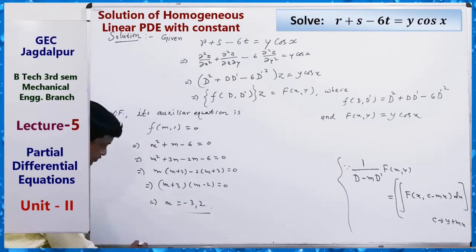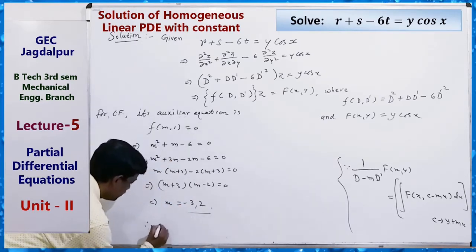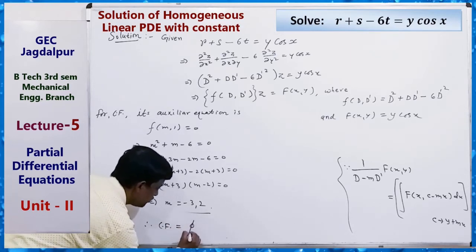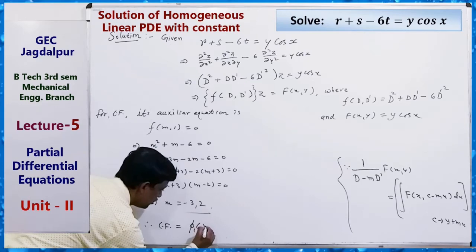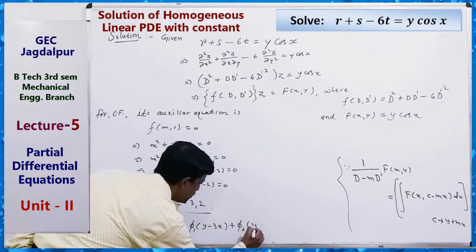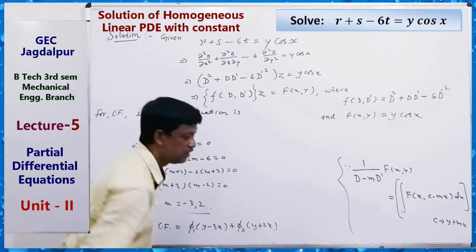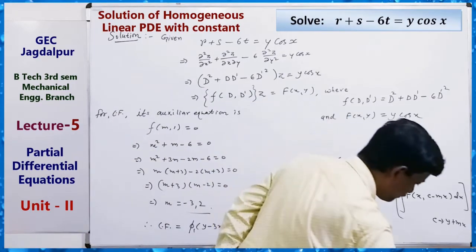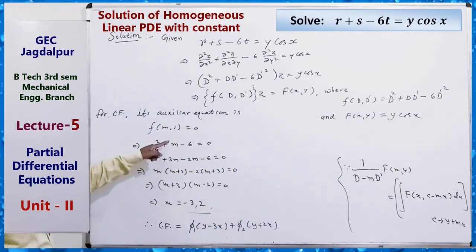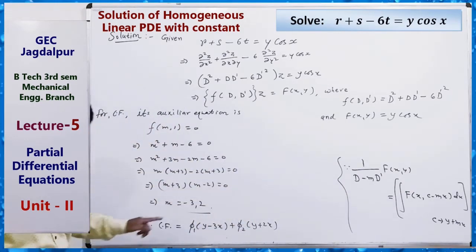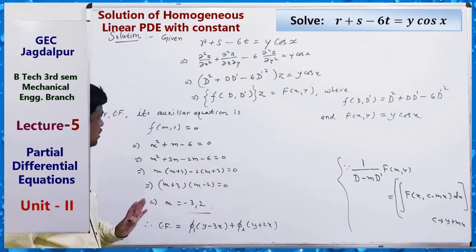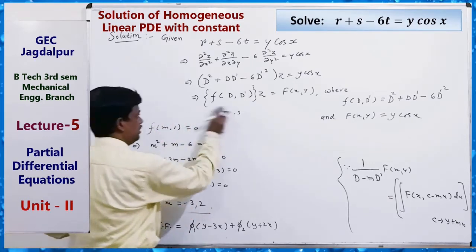Therefore, CF equals the first function φ₁(y − 3x) plus the second function φ₂(y + 2x). This is our CF. By getting the roots, you can write the CF like this. Simplest is this. Now, the particular integral.